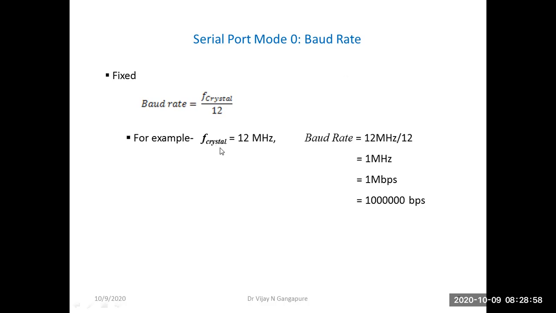For example, if the crystal frequency is 12 megahertz, then the baud rate will be 12 megahertz divided by 12, which is equal to 1 megahertz. 1 megahertz is nothing but 1 Mbps, 1 megabit per second, meaning data will be shifted in or out at the rate of 1 megabit per second, that is 1000000 bits per second. So this is the baud rate with which reception and transmission happens in mode 0 if the crystal frequency is 12 megahertz. So this is mode 0.